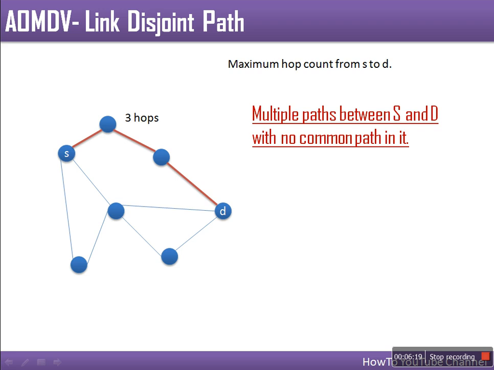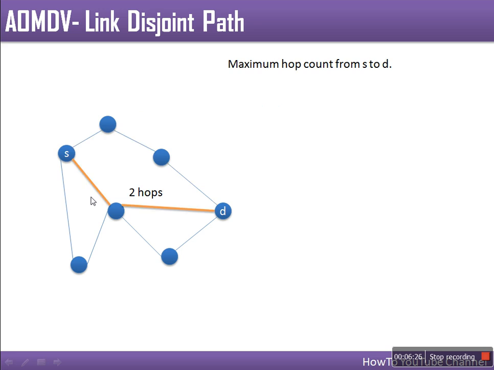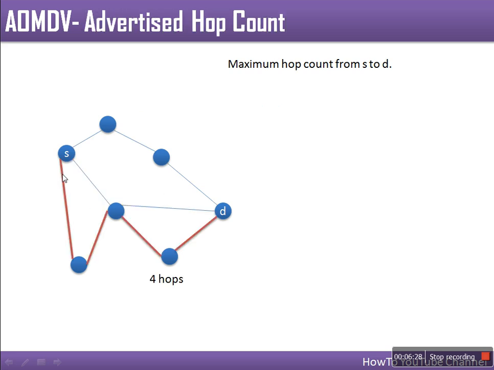So here, if you can see, if we consider this path, this is a 3 hop path, this is another 2 hop path, and this is another 4 hop path. So these three paths do not have any path in common. So this is known as multiple link disjoint paths. Here we have seen three paths, one with 3 hop count, one with 2 hop count, and the last one with 4 hop count.